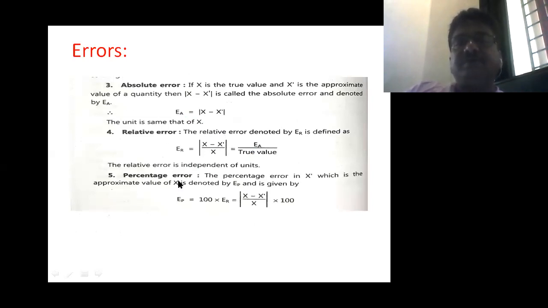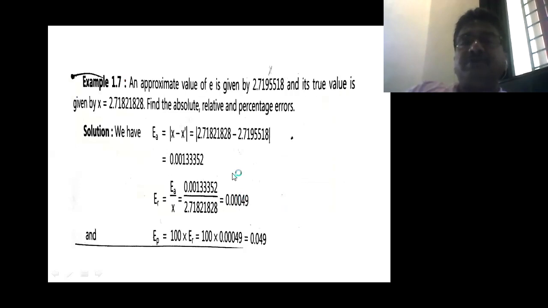Then the definition of percentage error. The percentage error is what? A relative error into 100 is the percentage error. That is, this is relative error. Mod x minus x dash divided by x into 100 is the percentage error. Then the examples on the errors.